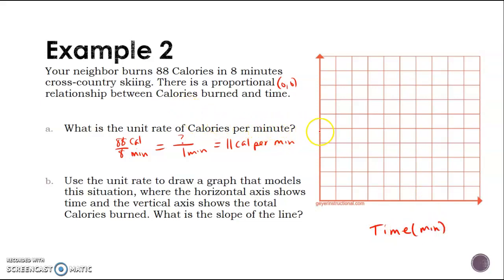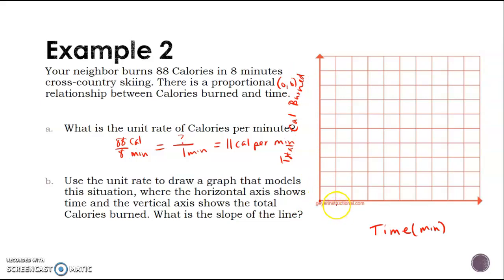And our vertical axis is going to show total calories burned. So, total calories burned. All right. And then we've got to label it. So we know that this is going to be 0, 0.